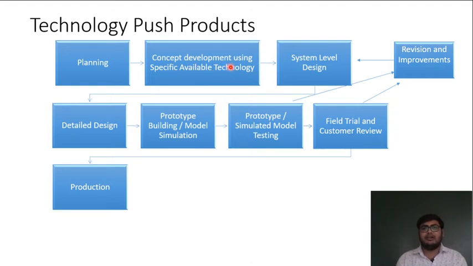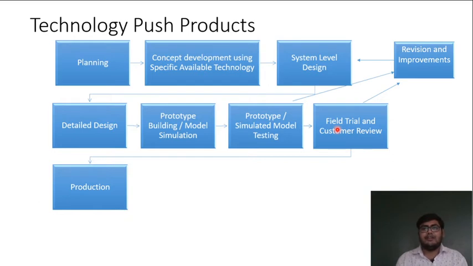After the concept is developed, then the following steps are similar to our product design steps, that is system level design, then detailed design, then prototype or model simulation, then prototype and model testing. Then as these are fundamentally new product, we have to do field trial first, because no one has seen this technology, no one knows about this technology, so we are not sure that this will work as we expected. So what we will do is we will send some product to customers and take reviews from them also.